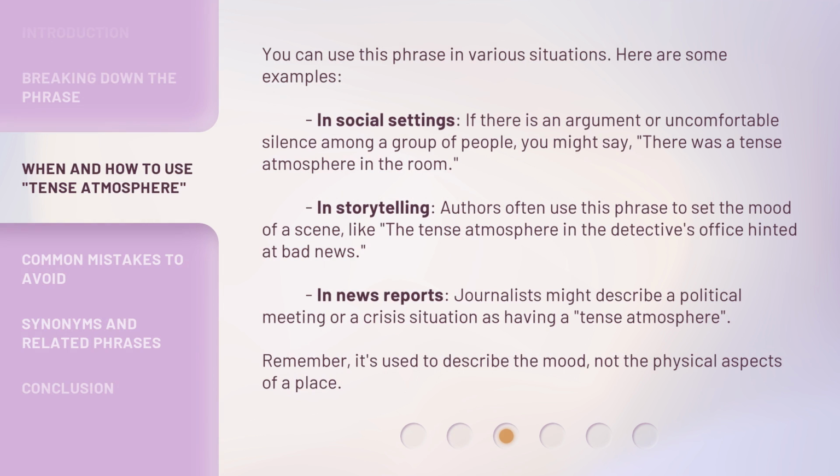You can use this phrase in various situations. Here are some examples. In social settings, if there is an argument or uncomfortable silence among a group of people, you might say, "There was a tense atmosphere in the room." In storytelling, authors often use this phrase to set the mood of a scene, like, "The tense atmosphere in the detective's office hinted at bad news." In news reports, journalists might describe a political meeting or a crisis situation as having a tense atmosphere. Remember, it's used to describe the mood, not the physical aspects of a place.